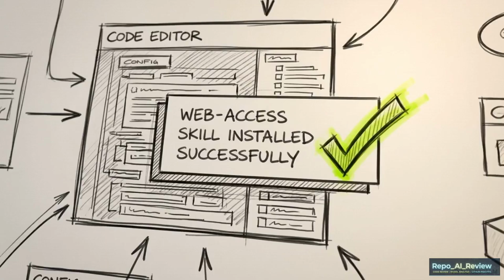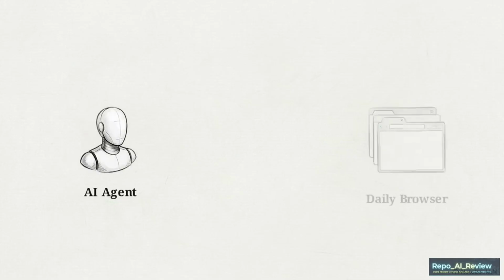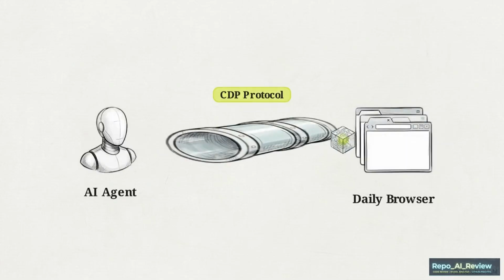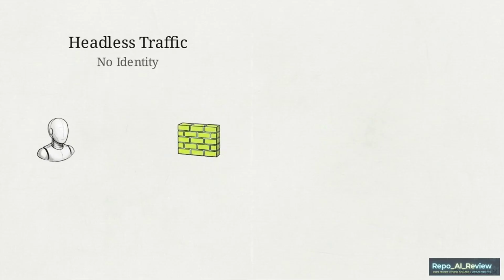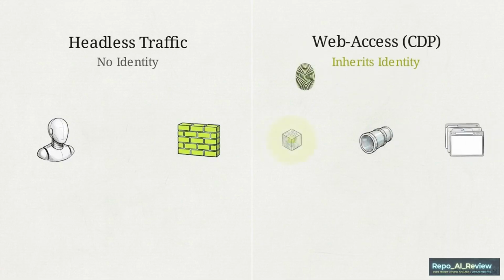The web access skill addresses this sterile scraper problem directly. Instead of launching an isolated environment, it connects directly into your active daily Chrome browser. It achieves this using the Chrome DevTools Protocol, or CDP. This matrix compares both approaches. Left, headless traffic hits a Cloudflare wall. Right, CDP commands let your agent slide through bot detection natively. The AI inherits your active login states, carrying your identity with it.